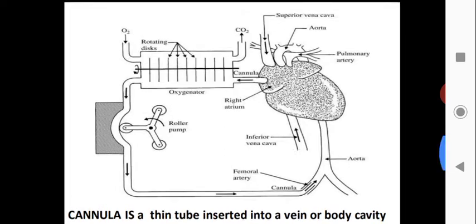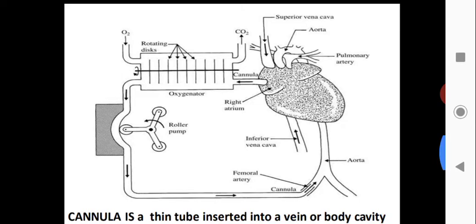This we call the cannula. The cannula is a tube inserted temporarily. It is not a permanent tube. It is inserted temporarily during the surgery, so that the deoxygenated blood should not enter the right atrium. So you know, the deoxygenated blood will enter the right atrium and the oxygenated blood will enter the left atrium.